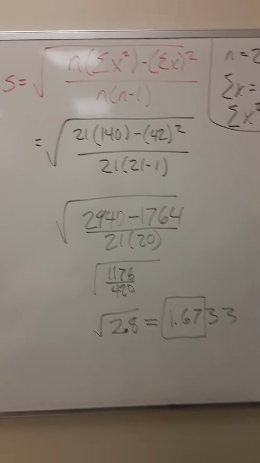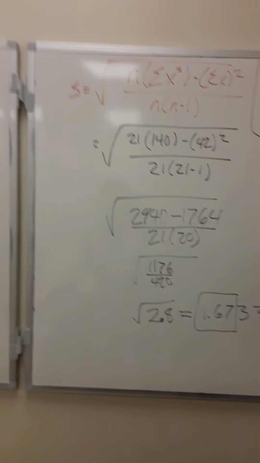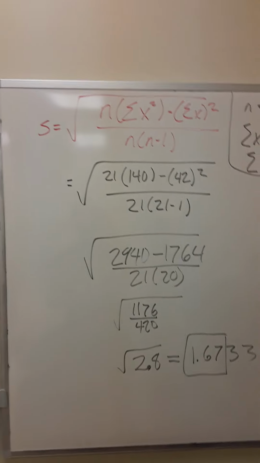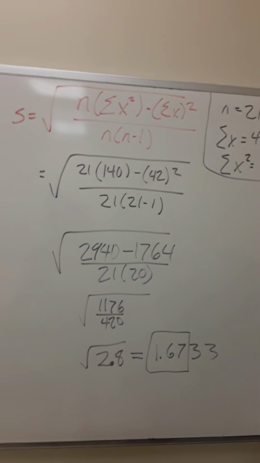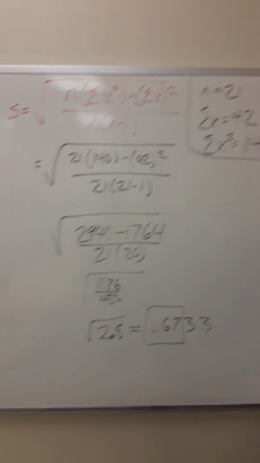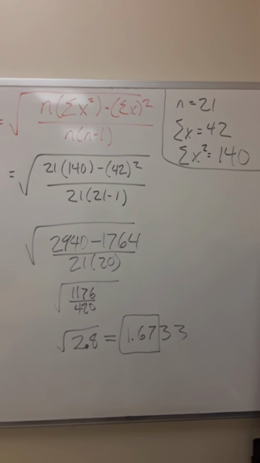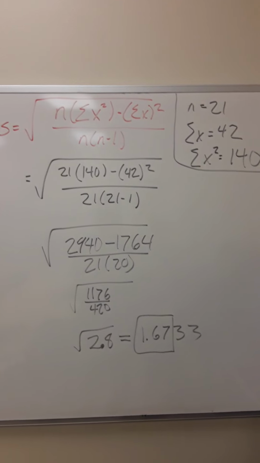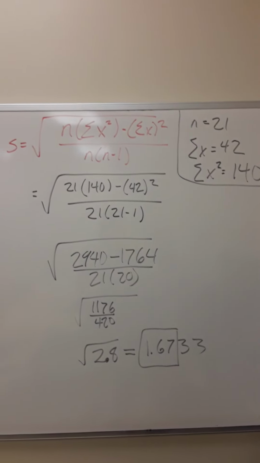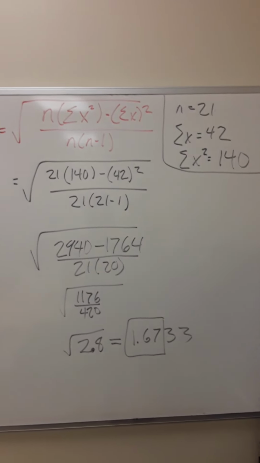So if you're not too certain, you can also use the equation here along with a scientific calculator. I have one here that I used to help me with the larger equation portions of squares. So first off, we had to find n, which is 21, the sum of x, which is 42. That's from earlier, like I said. And the sum of squares, which is 140.